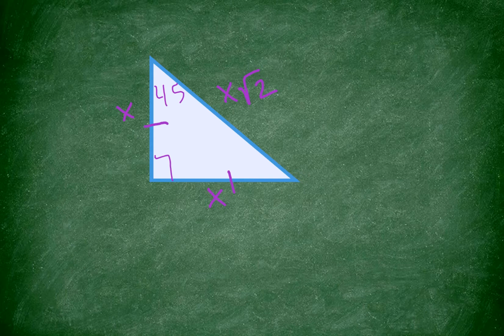So for instance, if I tell you that 7 is the side length for this first side over here, then I know that the other leg has to be 7 because it's isosceles, and I know that the hypotenuse has to be 7 times the square root of 2. All right, so let's do another example.